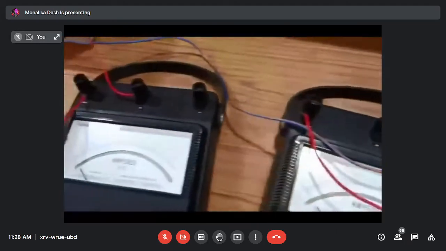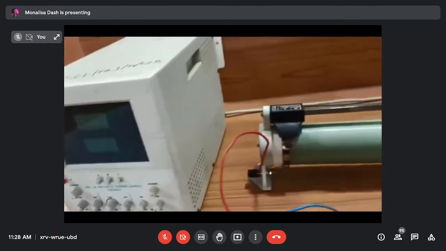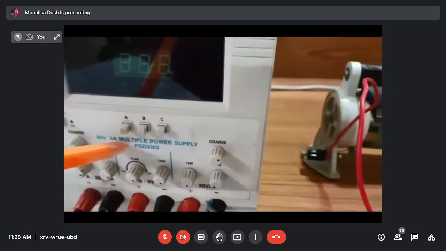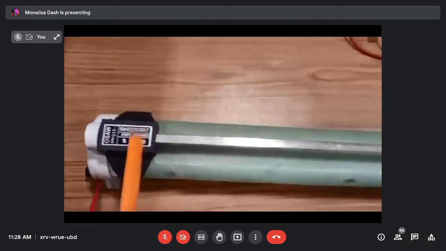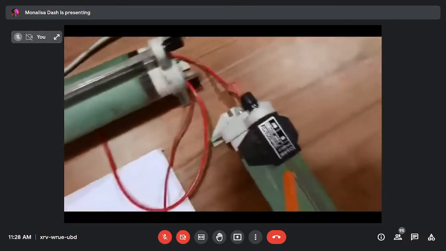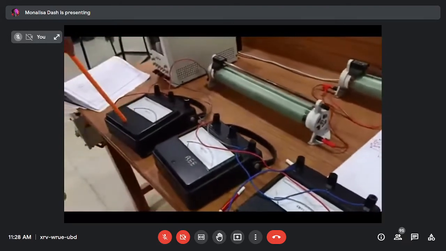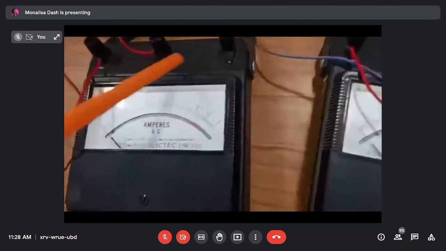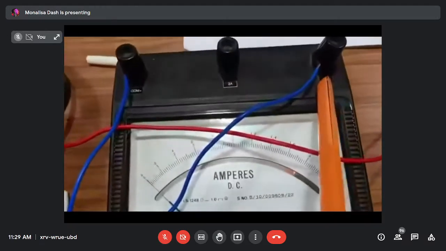Previously, it is a DC regulated power supply, and its rating is 0 to 30 volt and 3 ampere. The same rheostats are used here, 5 ampere and 50 ohm. Three same rheostats are used: this is the second, and this one is your third rheostat. And this is one ammeter, 0 to 2 ampere. And this is also 0 to 2 ampere. And this is also 0 to 2 ampere.